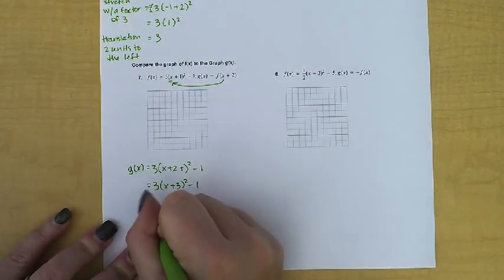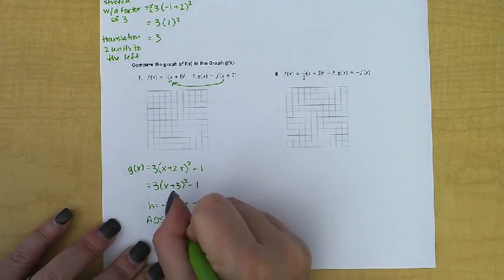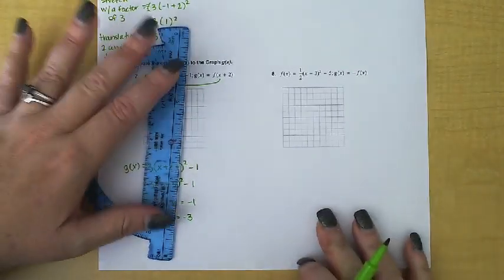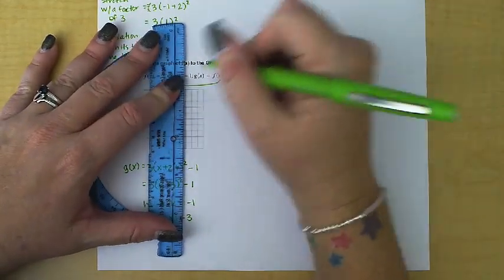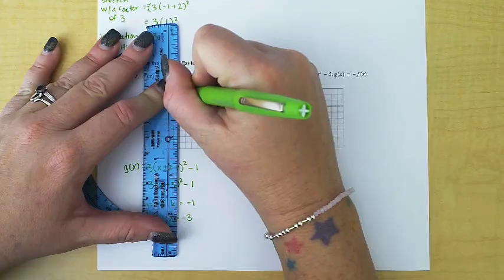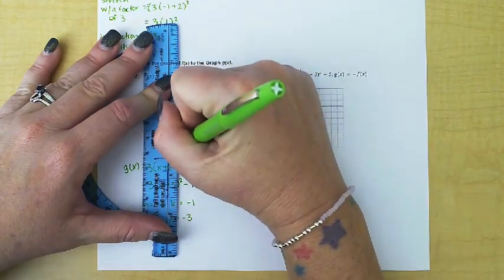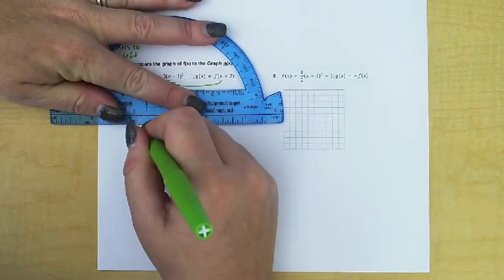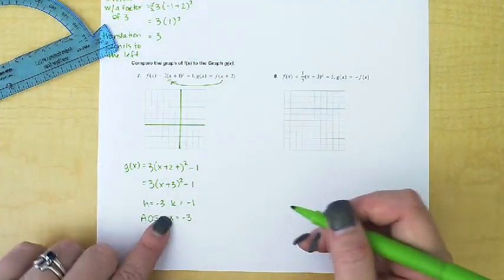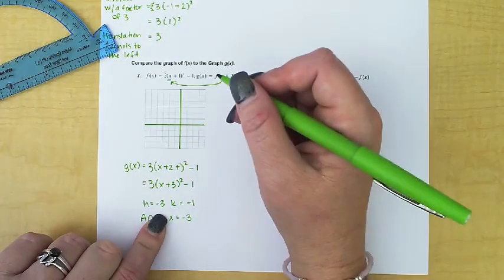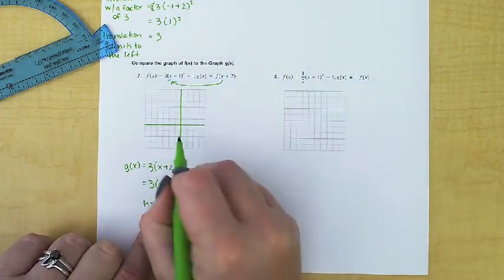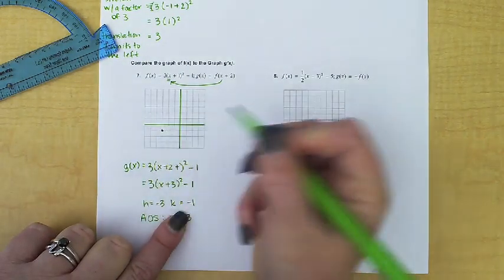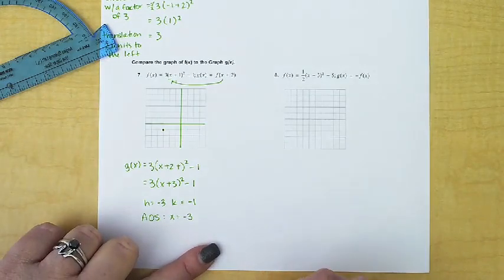Our axis of symmetry is x equals -3. So to graph that, again, I'm going to move it over here because I know that it's going to be close to this edge. And I have a vertex of -3, -1. 1, 2, 3, -1, come down right here, -3, -1.